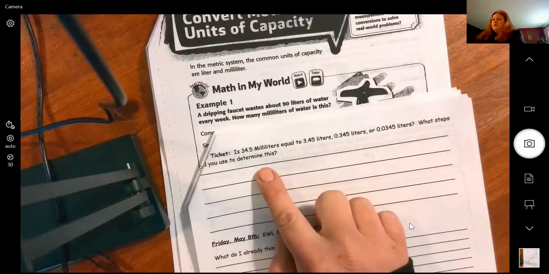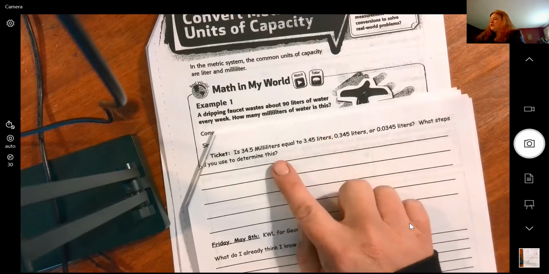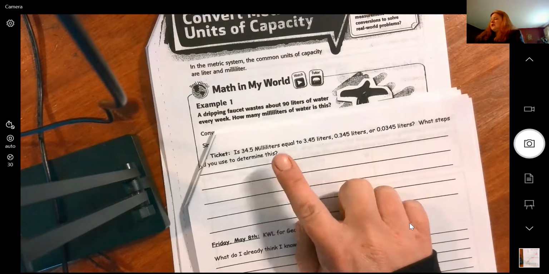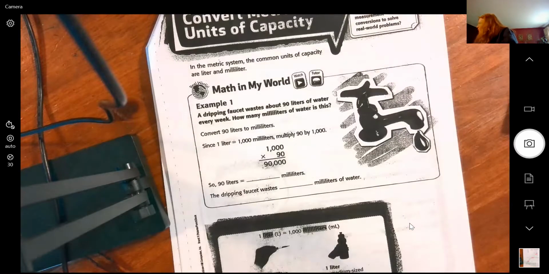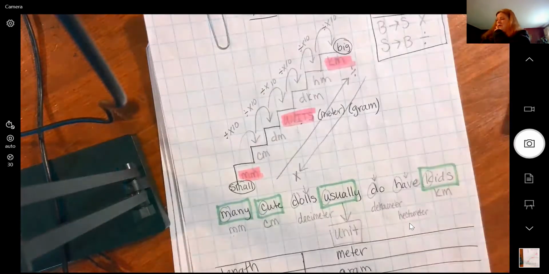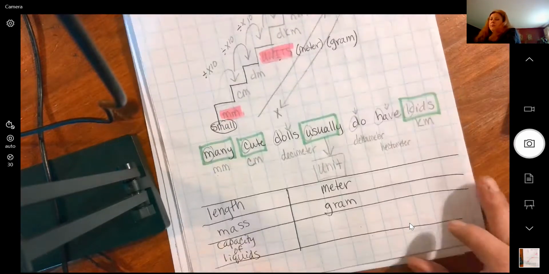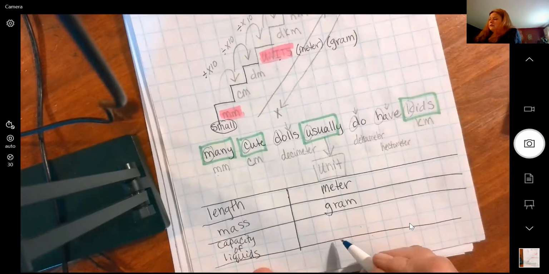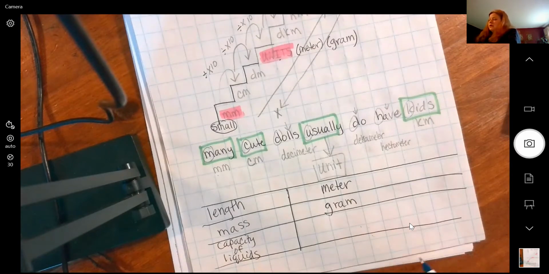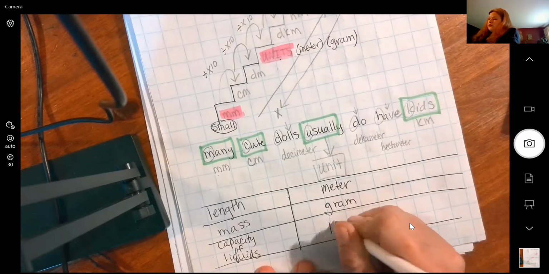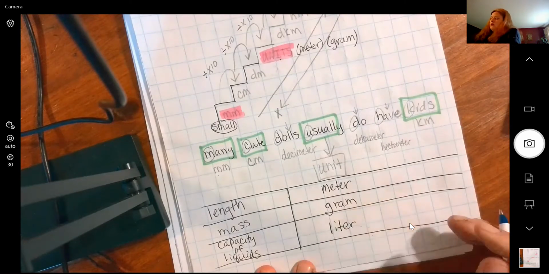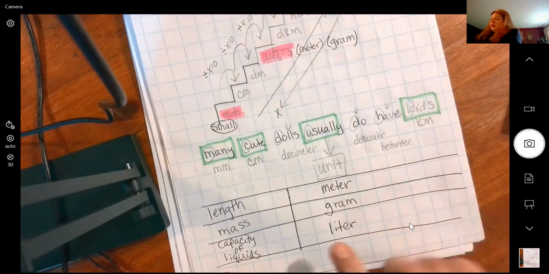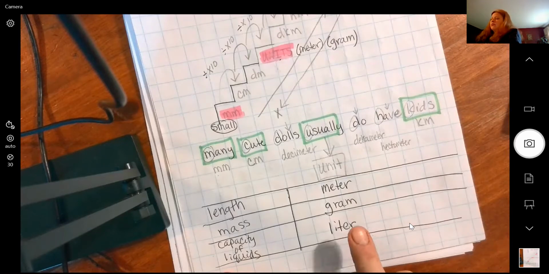Determine that. So you're going to need to solve how much it is and tell me how you would solve that. All right, so we have our anchor chart out and ready. We are now looking at capacity, or how many liquids fit into a space, how much of a liquid. And so we're going to use the liter. So in customary, we use cups, gallons, quarts, pints. But in metric, we're going to use liters.